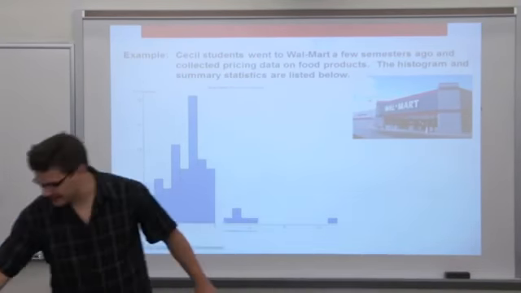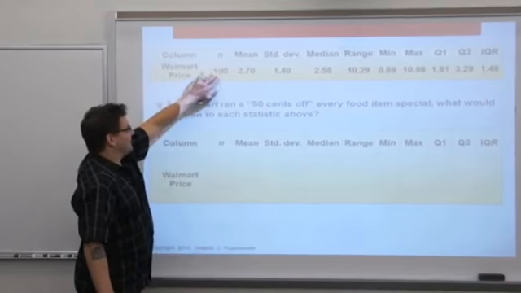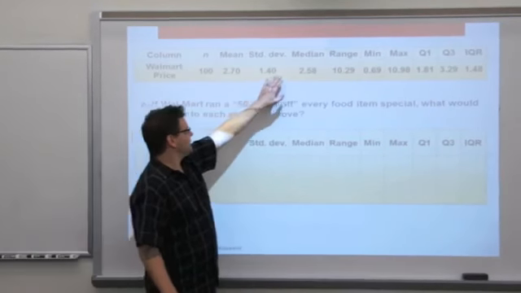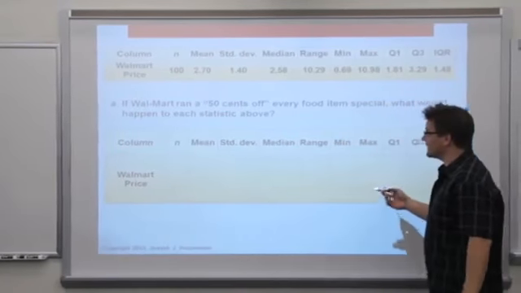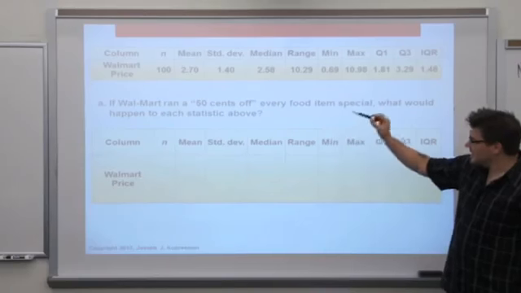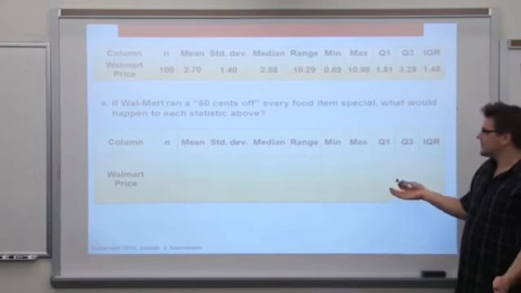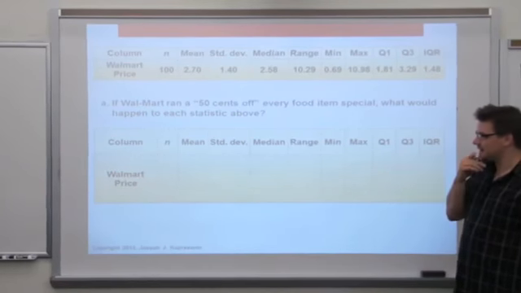All right, we'll flip the slide. I've got the summary statistics. N is 100 on the dot products. The average price was $2.70. Median was $2.58, and I won't read the rest of the summary statistics. But let's look at two scenarios and wrap up this lesson. Part A: if Walmart ran 50 cents off on every single food item, what would happen to each statistic?